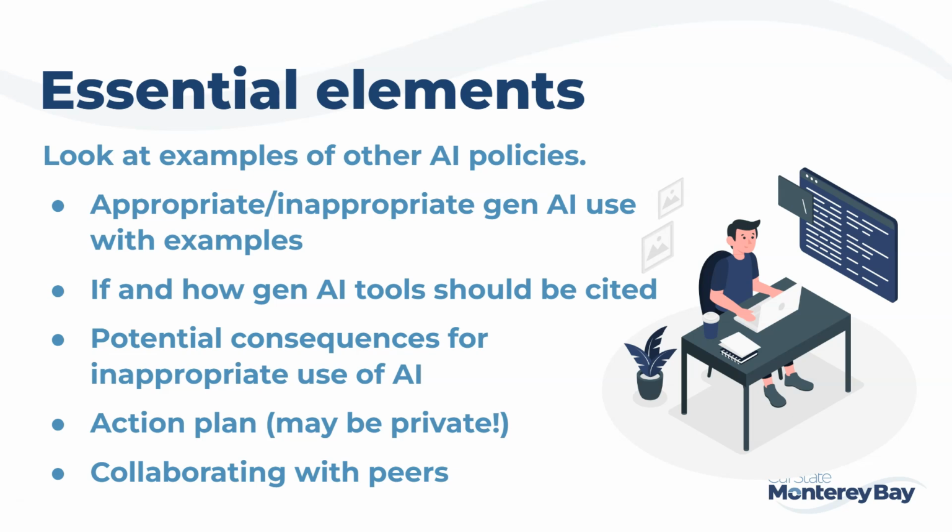A final element to work on is your action plan. This may not be something that you share with your learners as part of your AI policy, but it's something that you'll want to develop for your own use. This action plan will detail what steps you intend to follow if and when the inappropriate use of generative AI is detected. For example, my action plan is not necessarily shared with my learners explicitly, but I can tell you that my action plan includes reviewing the submission thoroughly, preparing feedback, and then reaching out to my learners if I have concerns or questions.